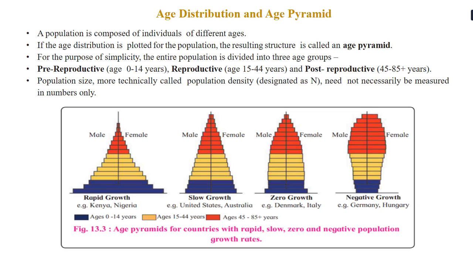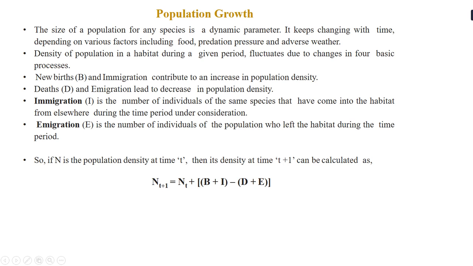Now the size of the population that a habitat supports actually tells us a lot about the status of that habitat. The population size in a natural habitat could be as low as 10, and it can go to millions. And this population size, more technically called population density, designated as N, need not necessarily be measured in numbers only. So this is about age distribution and age pyramid. Next, let us study population growth.